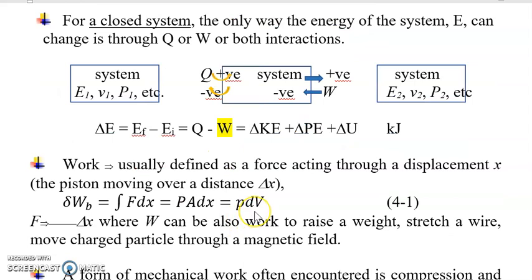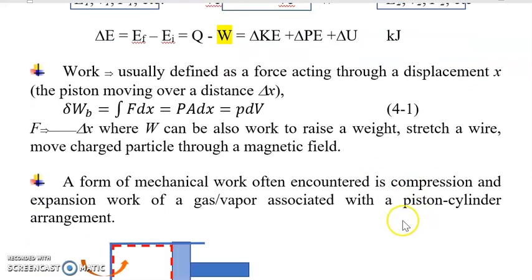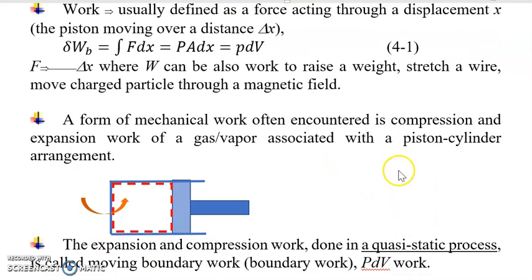Work is usually defined as a force acting through a displacement x, like a piston moving over a distance delta x. So it's the integral of that force acting over the distance dx, such as, for a gas, PdV. Work can also be work to raise a weight, stretch a wire, or move a charged particle through a magnetic field. A form of mechanical work often encountered in a closed system is the compression and expansion work of a gas or vapor associated with a piston-cylinder arrangement.